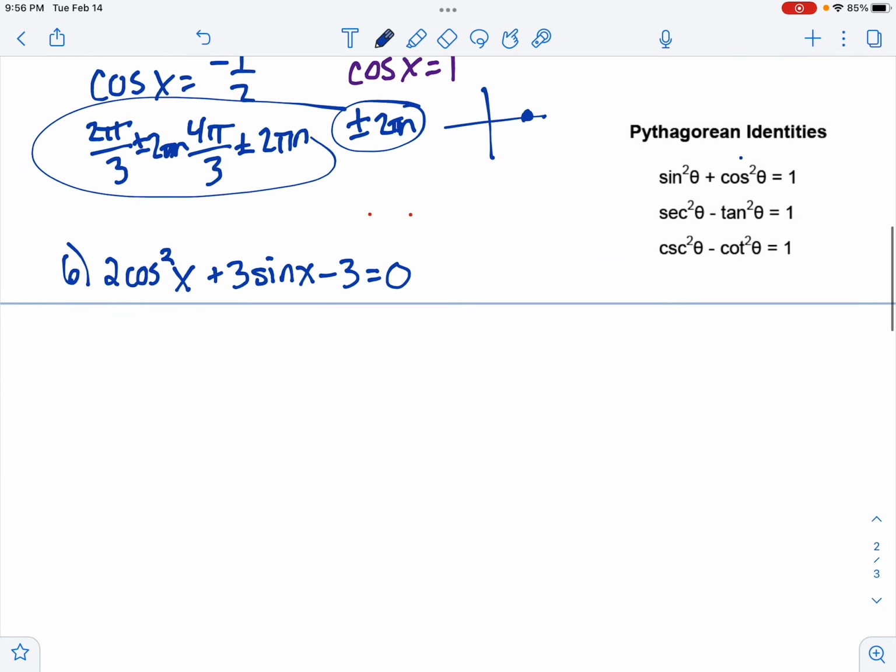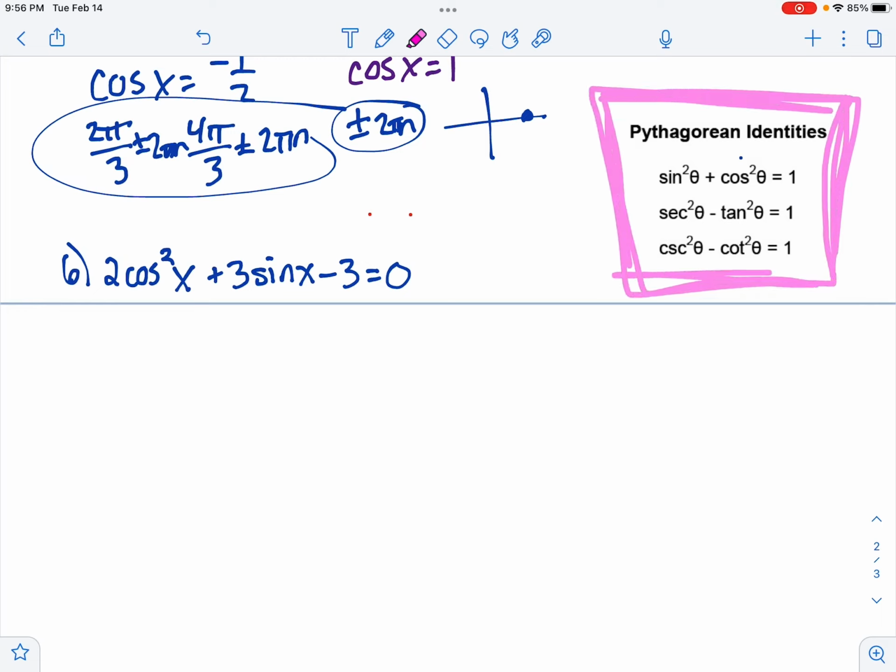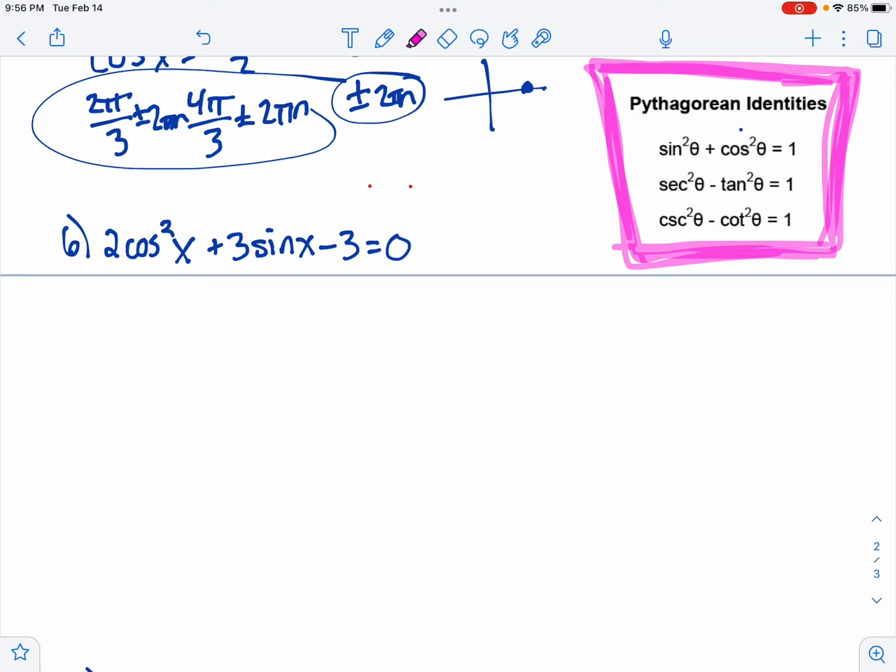Now, for this next one, I'm going to introduce Pythagorean identities. So look over here on the right. You need to write these down. These are going to start creeping in anytime that we need to replace a sine squared, cosine squared, secant squared, tangent squared, and so on. So let's look at number 6 with those.